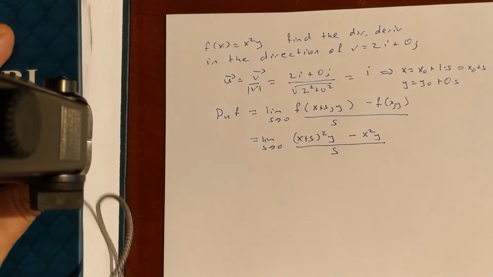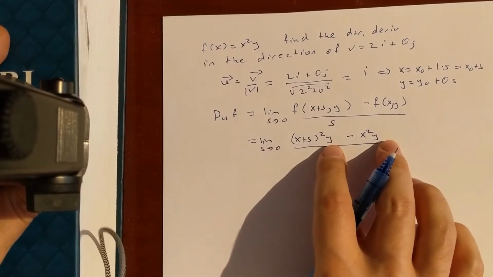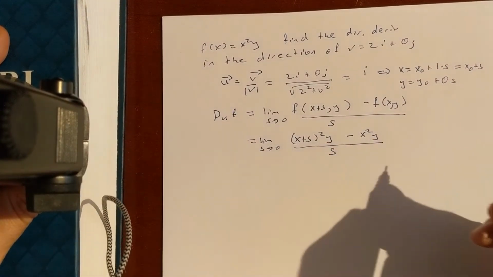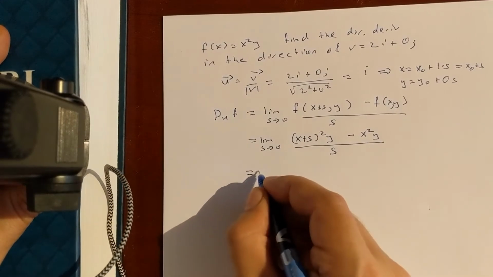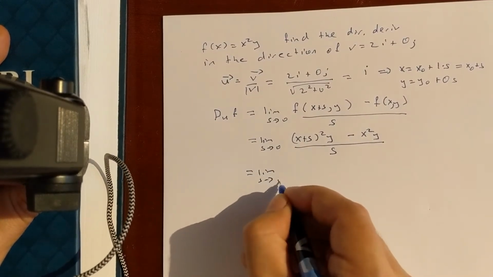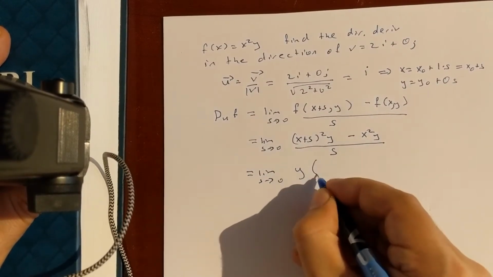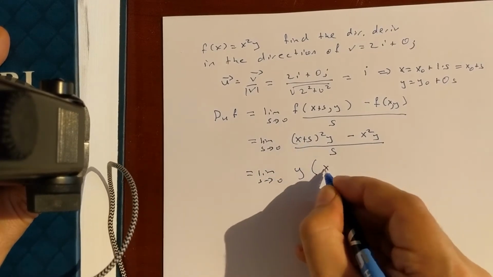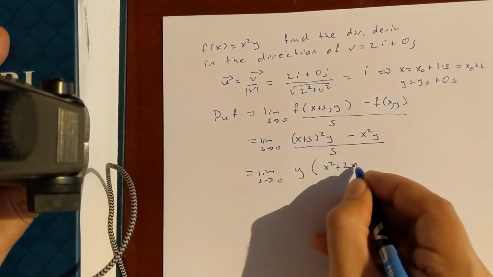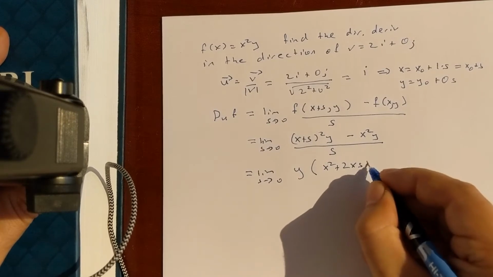Now we can factor out the y's. If we do that, I think we're going to get something nice. So y times, open a big parentheses. Now I'm going to start opening this up. That's x squared plus 2xs plus s squared.